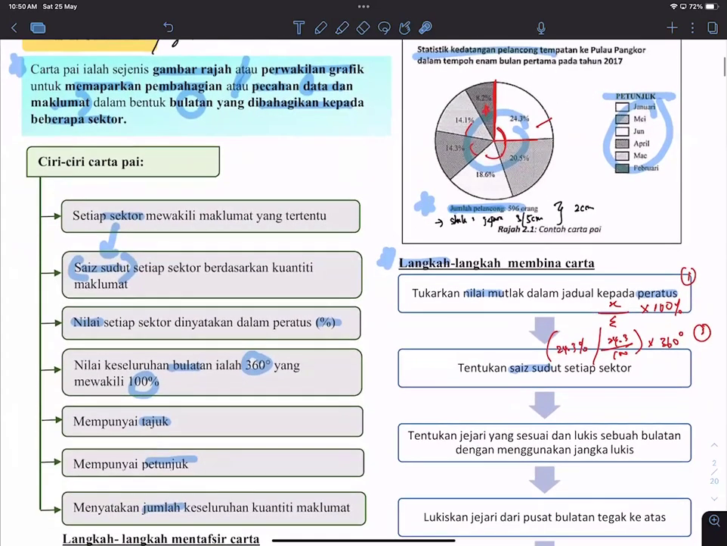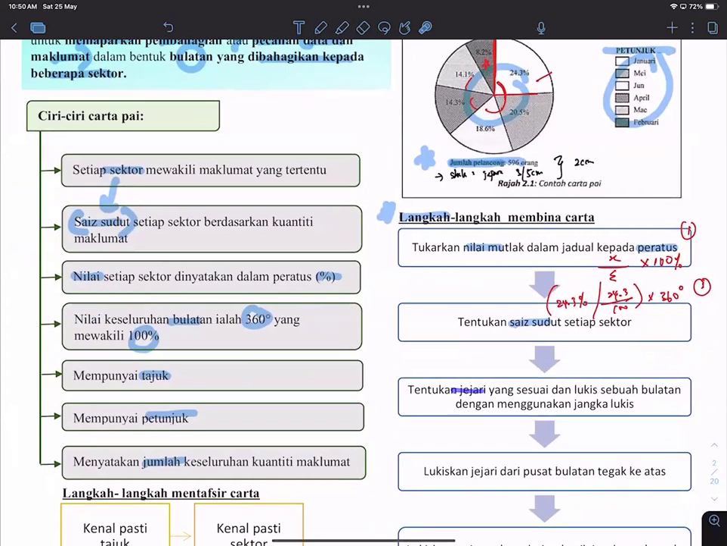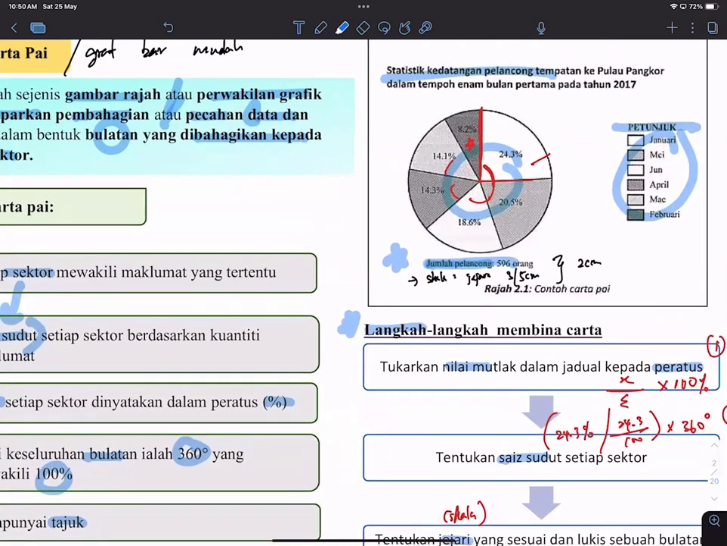After that, try to determine the jejari. The jejari is according to the skala, which is given by the question itself. And then we use the jangka lukis to draw the bulatan. You know how to place the jangka lukis, right? If the question is asking for a 3 cm jejari, you need to measure your jangka lukis.